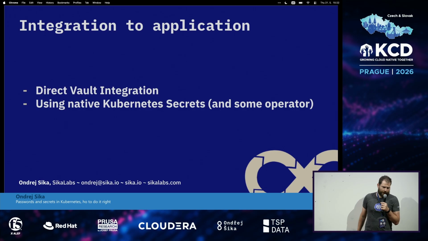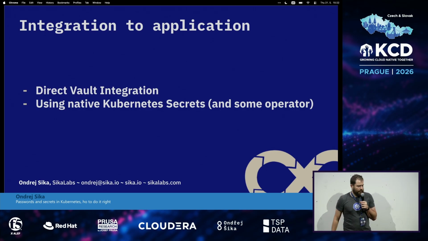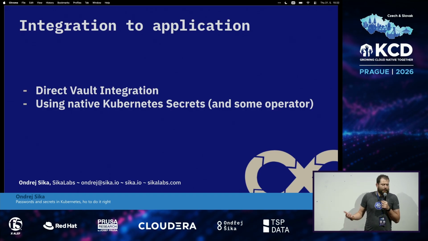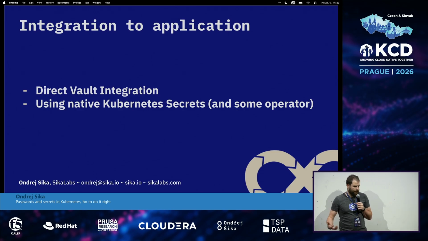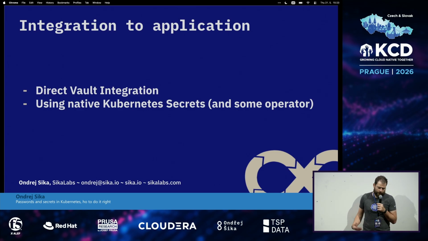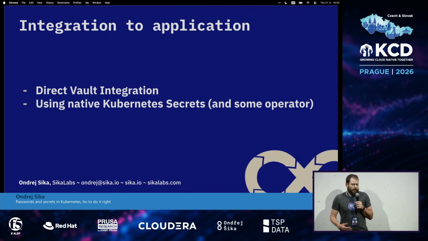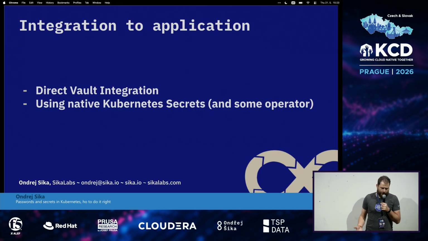So in the application, we will have a few parameters. What is the role? What is the Vault endpoint? And that's basically it. And we can also use some external secrets, for example, or Vault secret operator, which will mirror the secrets from the Vault into Kubernetes secrets and use those secrets the same way we can use any other secrets in Kubernetes.